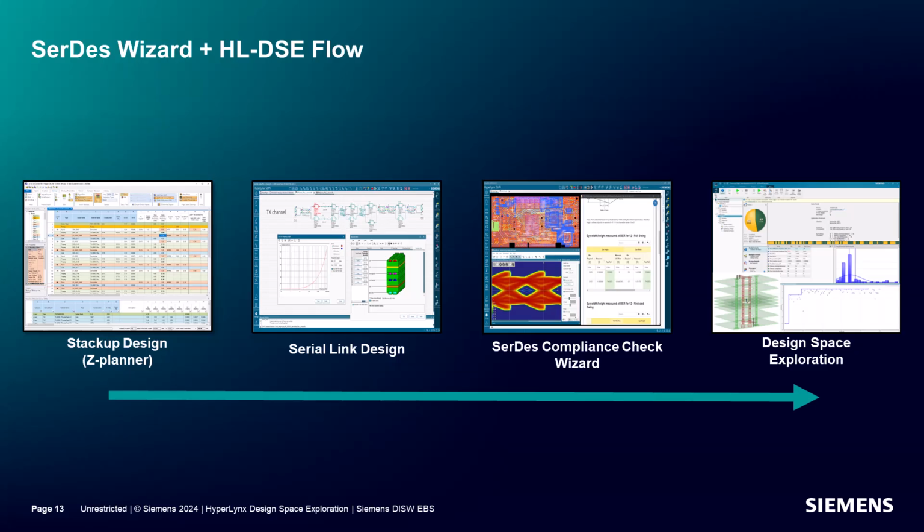But exporting to Hyperlinks DSE at this step would give you the opportunity to investigate more than just the individual results. Hyperlinks DSE can be set up to aim for an optimal eye width or height, or even both together, to find the best variation of these swept parameters that you've allowed.